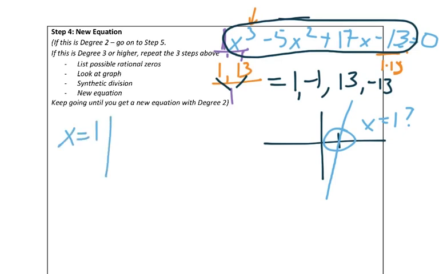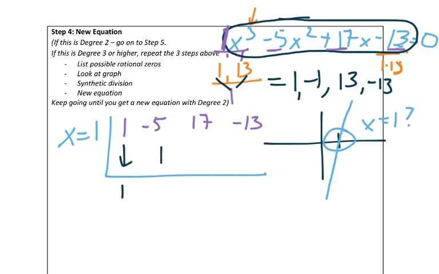So I'm going to do synthetic division with 1. I'm going to use the numbers that are in front here. Again, they're all there. We have an x to the third, and then an x to the second, and then an x, and then nothing. So I'll have 1, negative 5, 17, and negative 13. So I'll bring down this 1. 1 times 1 is 1. Negative 5 plus 1 is negative 4.